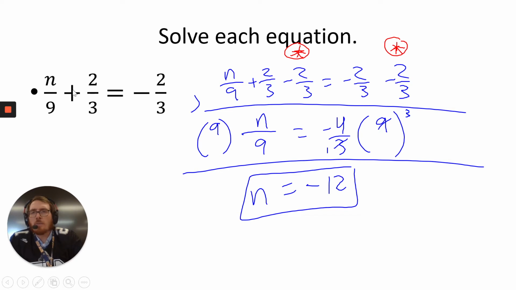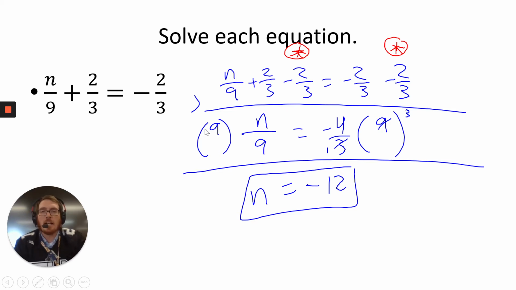Next question deals with adding and subtracting fractions. I'm going to show this one horizontally. So to get rid of plus 2/3, I'm going to subtract 2/3 on both sides. Minus 2/3 come together to be minus 4/3 or negative 4/3. And then n divided by 9.